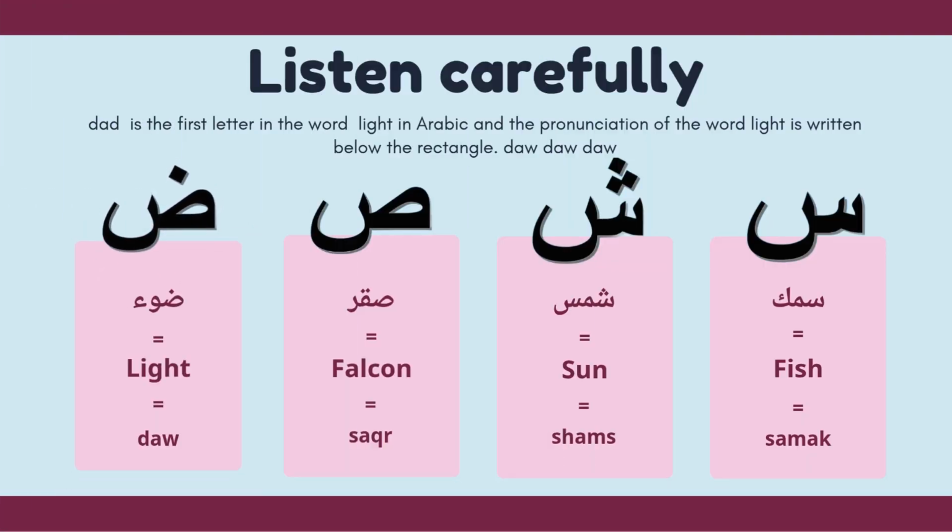Dad is the first letter in the word light, and the pronunciation of the word light is written below the rectangle. Daw'un, daw'un, daw'un.